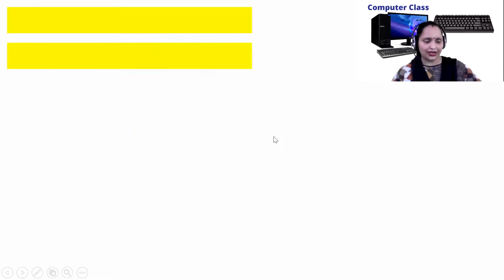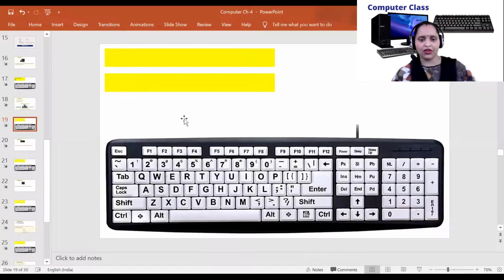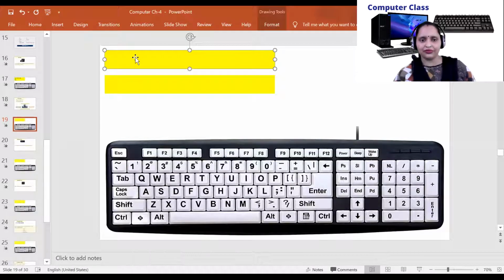Let's do a small practice. This is our keyboard. You can see these are 4 arrow keys. This is the up arrow key, this is the down arrow key, this is the left arrow key, and this is the right arrow key. Now we will see how these keys work.